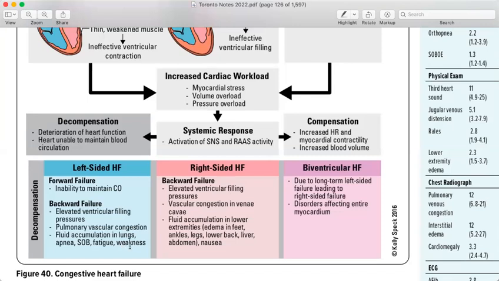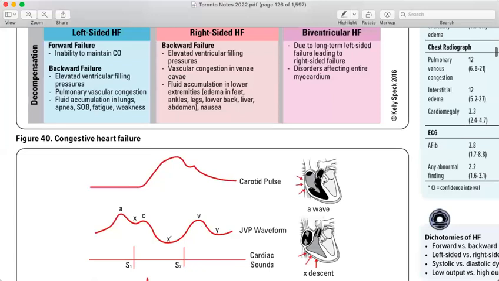So if you can remember, in the left side, all of the things which are related to the lungs will be filled with the fluid. In the right side, the rest of the body would be filled. So increased ventricular filling pressure. So what happens is vascular congestion in the vena cava. So fluid accumulates in the lower extremities. So there is edema, ascites, all of these things would be present in the right-sided heart failure along with nausea. Biventricular will include both of them.